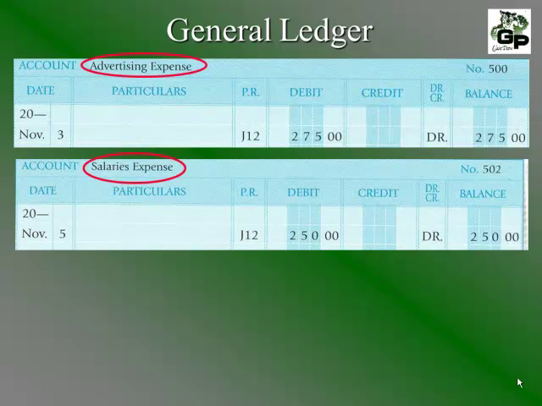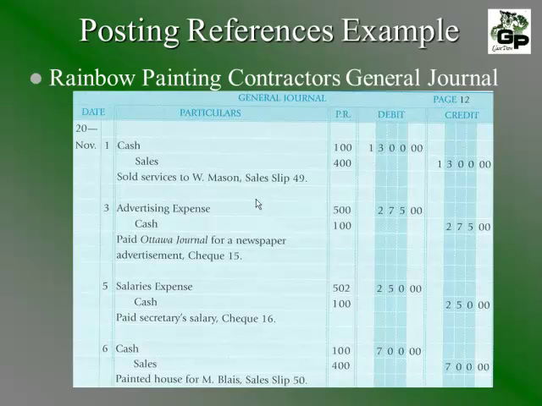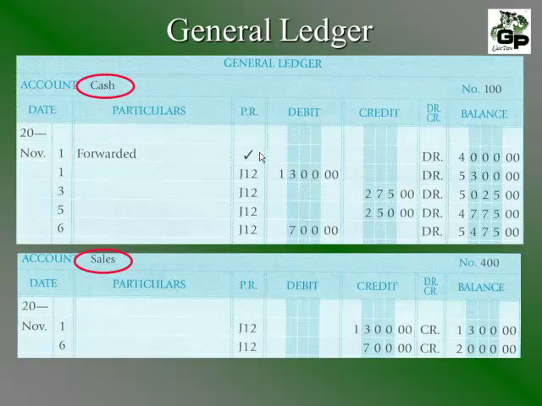These entries into these individual accounts tell us that the information was originally written down in the journal on page 12 of the journal. So if we step back, we'll notice that the journal, page 12, is where this original information occurred. So in all these cases, our posting reference is page 12 of the journal.